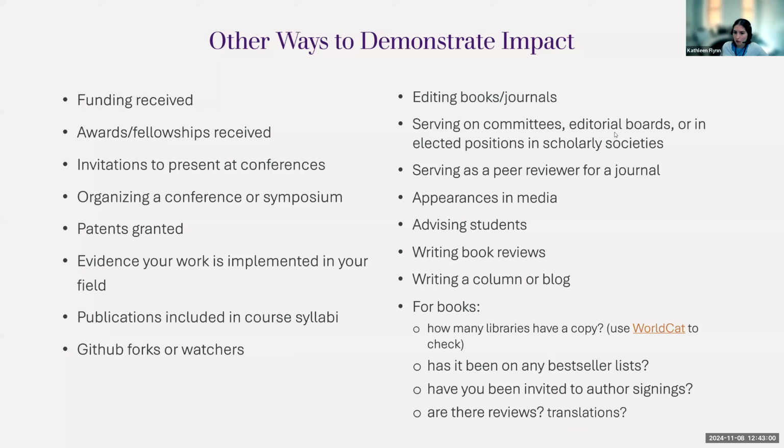Other things like being on editorial boards or being a peer reviewer, if you've been interviewed or been quoted in media, other publication types. And then I know I talk a lot about articles, but for books, you can track how many libraries have a copy, and you could use this website WorldCat here to do that. And then other things like if it's been on bestseller lists, if you've been invited to author signings, if there are good reviews, etc.